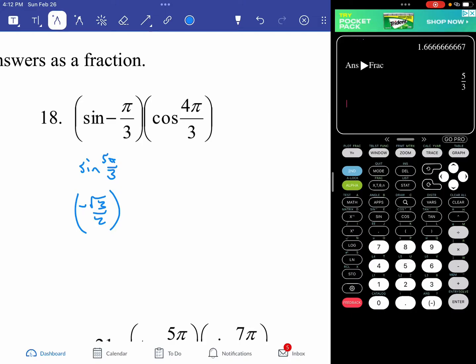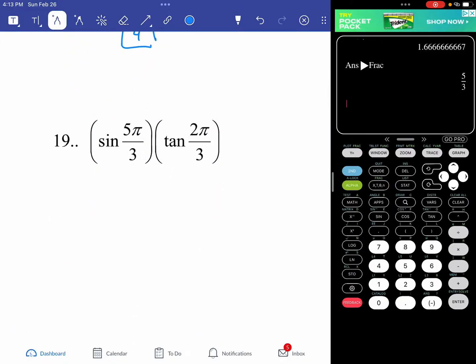And then cosine of 4 pi over 3, looking at a unit circle, cosine of 4 pi over 3 is negative 1/2. So negative times a negative is a positive. Root 3 times root 1, root 3 times 1 is root 3, and 2 times 2 is 4. And that's your answer. Okay? All right, next.